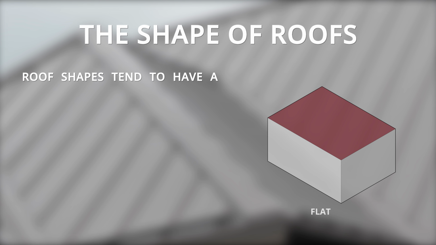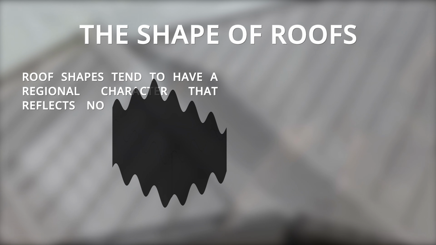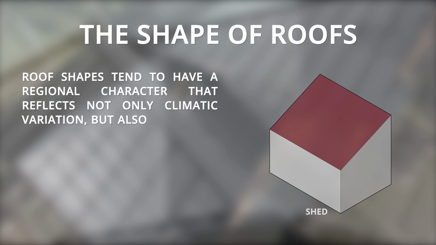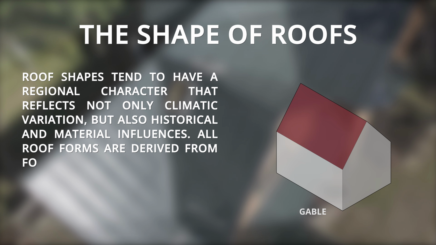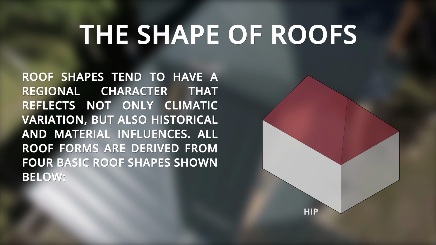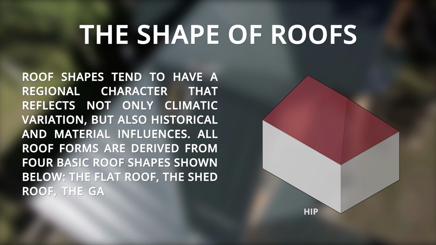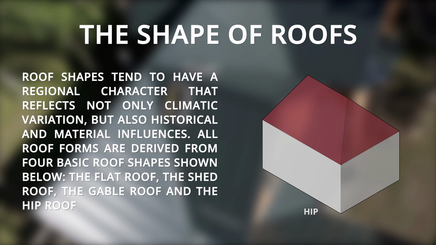The shape of roofs. Roof shapes tend to have a regional character that reflects not only climatic variations, but also historical and material influences. All roof forms are derived from 4 basic roof shapes shown below: the flat roof, the shed roof, the gable roof, and the hip roof.